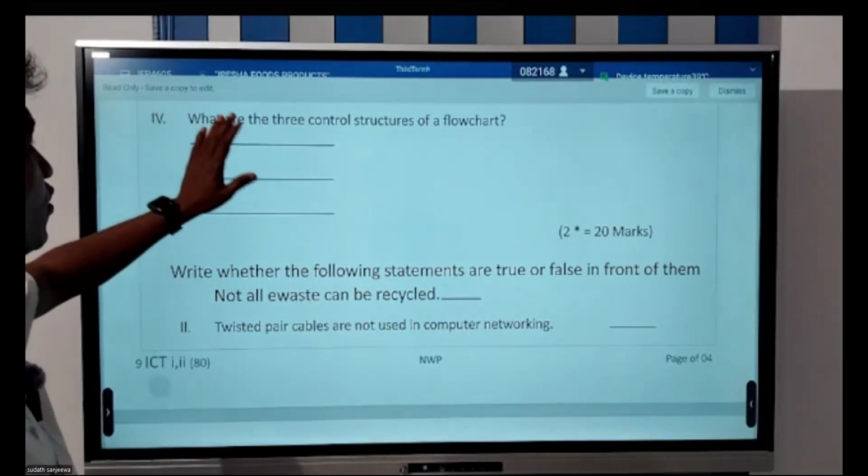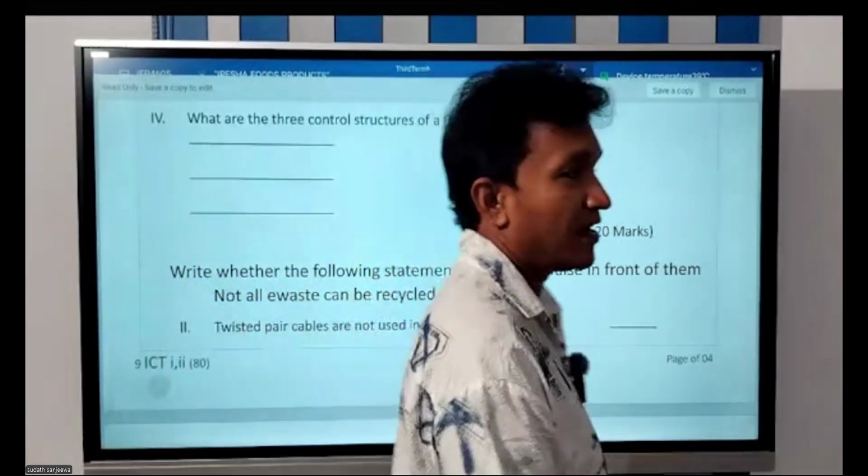What are the three control structures of a flow chart?